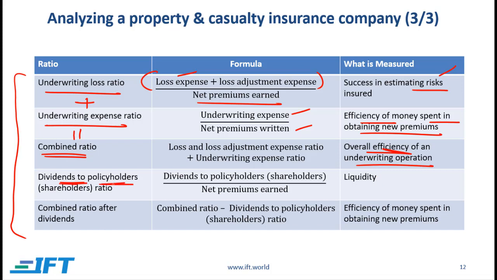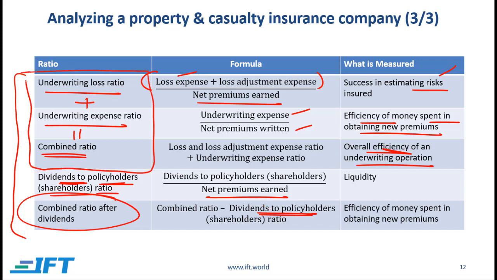Then we have dividends to policyholders ratio. This is also called the shareholders ratio. It is the dividends paid to policyholders or shareholders divided by net premiums earned. And finally, we have the combined ratio after dividends. So here we consider the combined ratio as well as the dividends paid to policyholders. From an exam perspective, I would say that these ratios are the most important. The underwriting loss ratio, the underwriting expense ratio, and the fact that these two add up to give us the combined ratio.